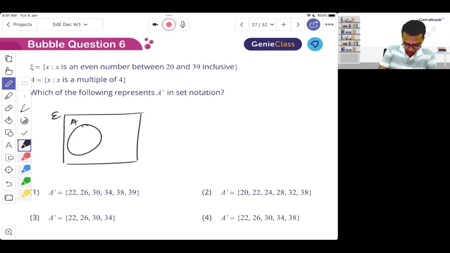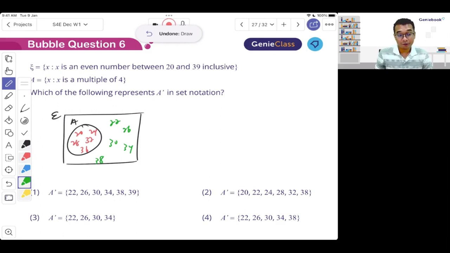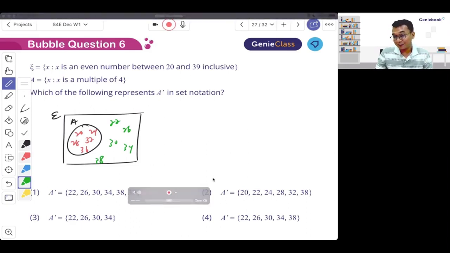Set A has 5 elements, and that's 20, 24, 28, 32, 36. And then outside of set A, we have 22, 26, 30, 34, and 38. If you didn't draw your own Venn diagram, then I've got this to help you out. So which of the following represents a complement in set notation? 1 minute, your time starts now. This is 10 bubbles. With the diagram that I've provided you, this should be very, very easy. And I hope none of you get this wrong.